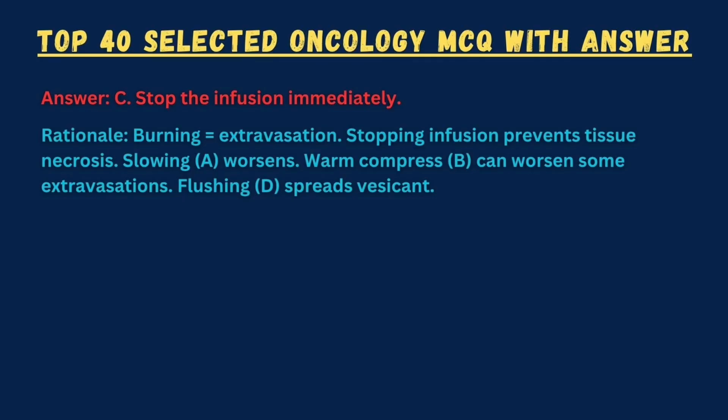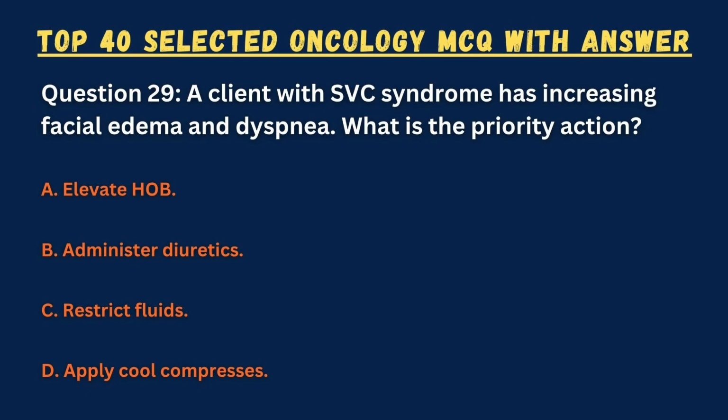Rationale: burning equals extravasation. Stopping infusion prevents tissue necrosis. Slowing: A. Worsens. Warm compress: B. Can worsen some extravasations. Flushing: D. Spreads vesicant.